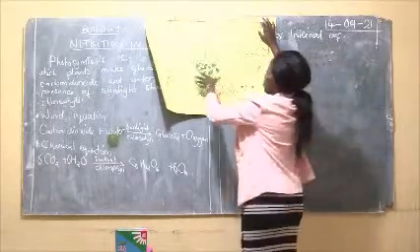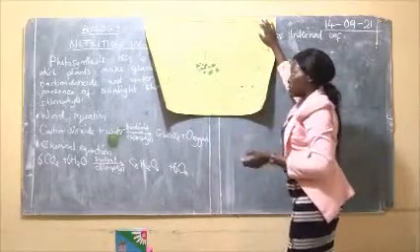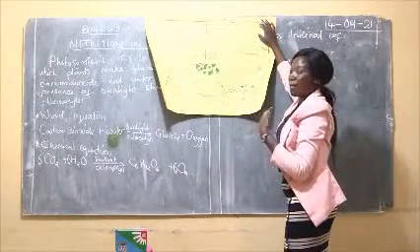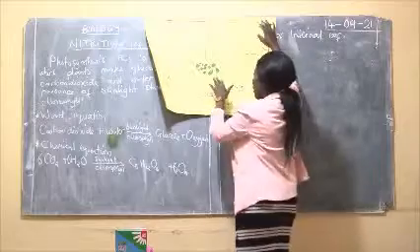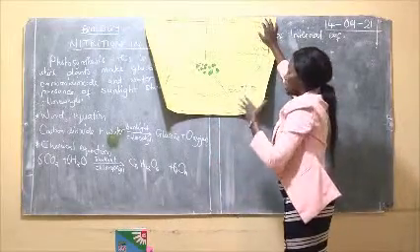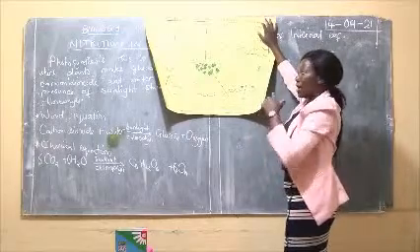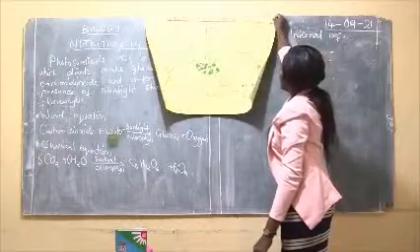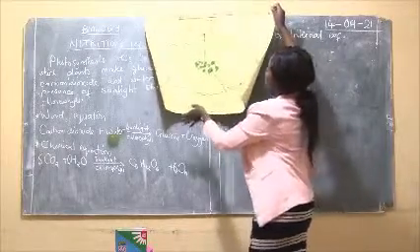So this is like a tube. It runs from the roots to the leaves through the stem and the branches. And then the phloem transports manufactured food which has been made in the leaf down to all parts of the plant.